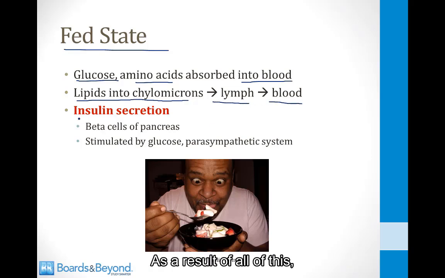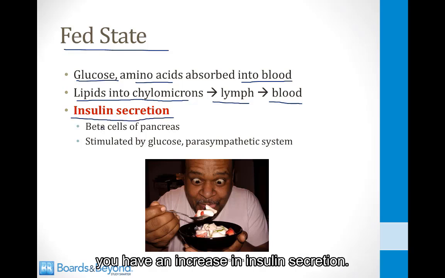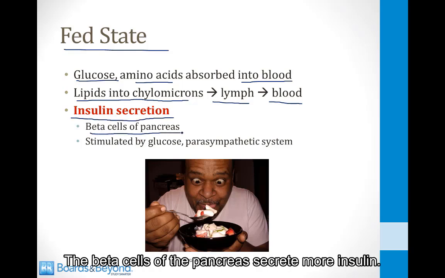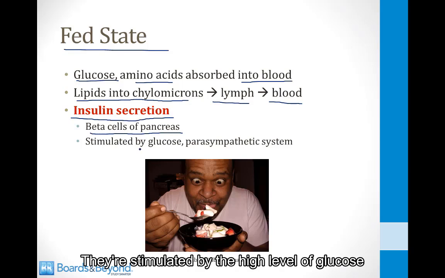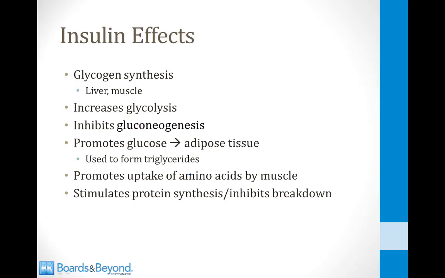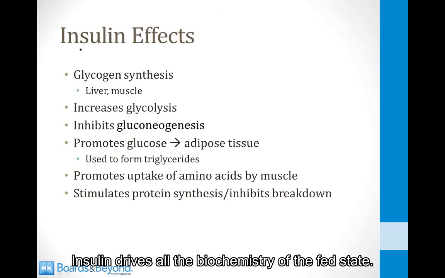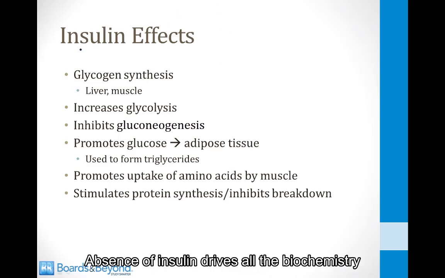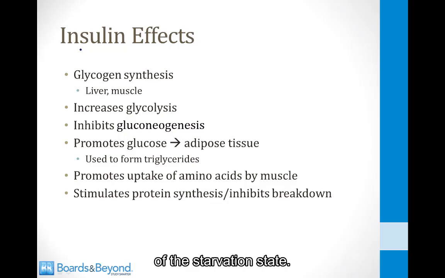As a result of all of this, you have an increase in insulin secretion. The beta cells of the pancreas secrete more insulin. They're stimulated by the high level of glucose in the blood and also by the parasympathetic nervous system. Insulin drives all the biochemistry of the fed state. Absence of insulin drives all the biochemistry of the starvation state.